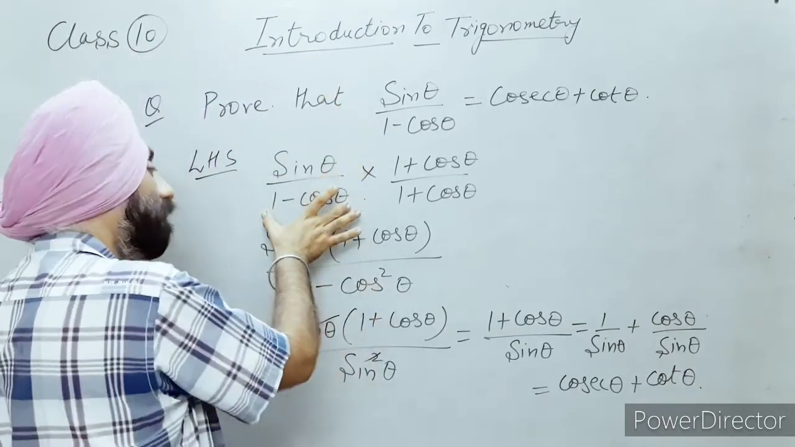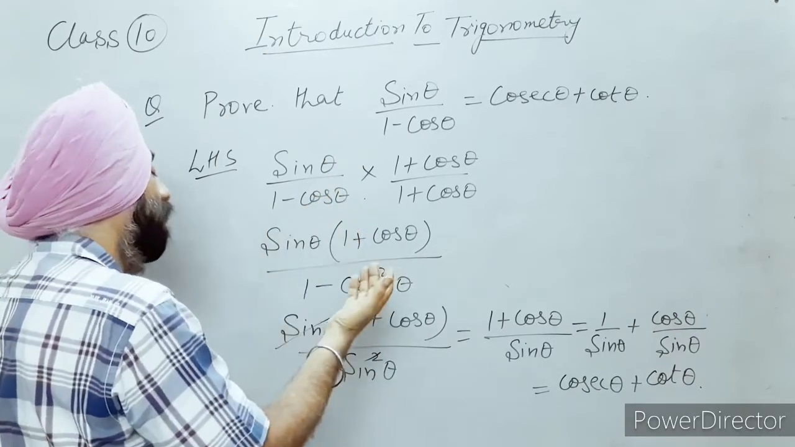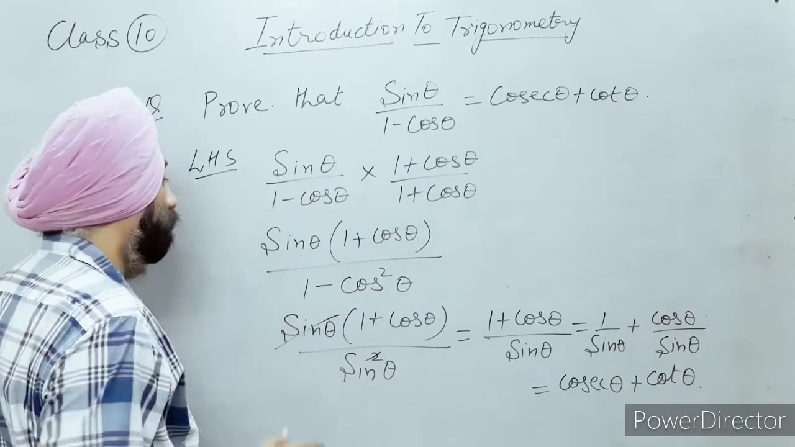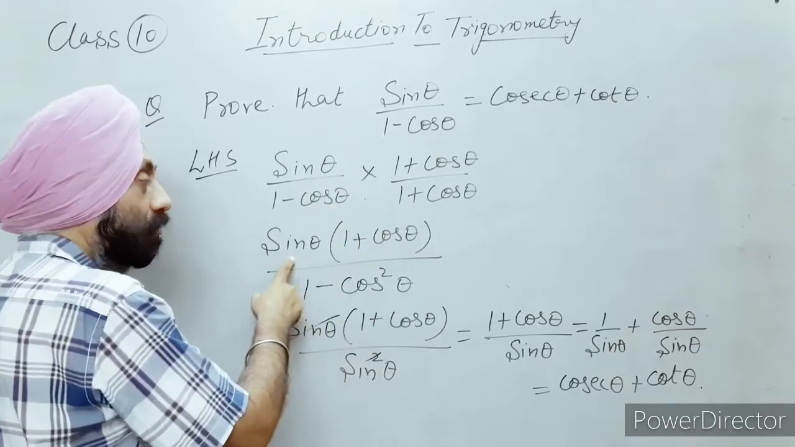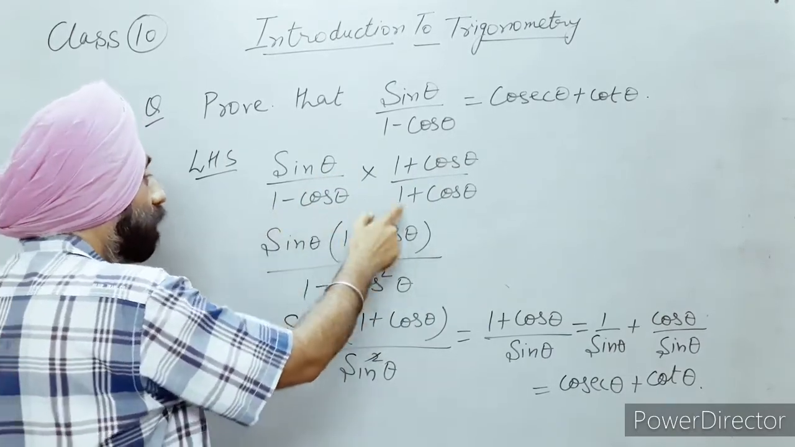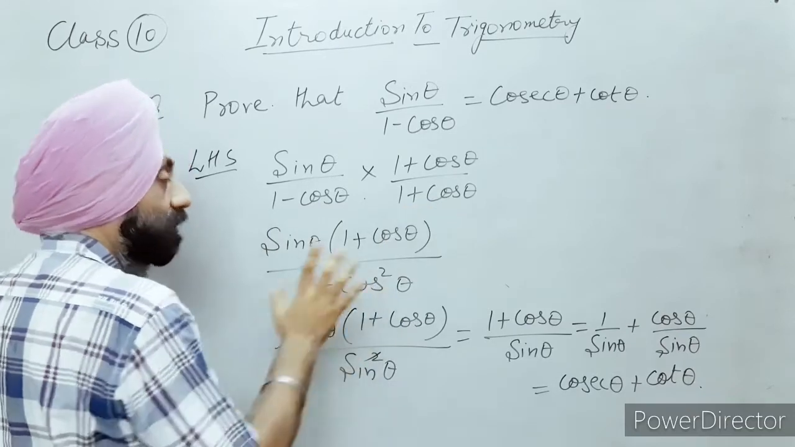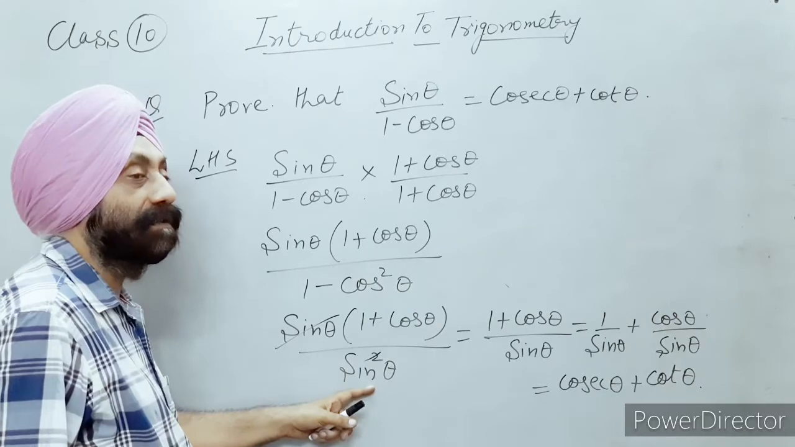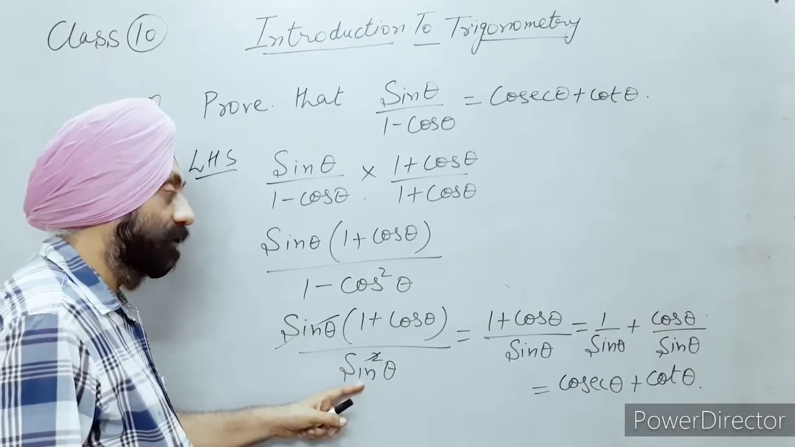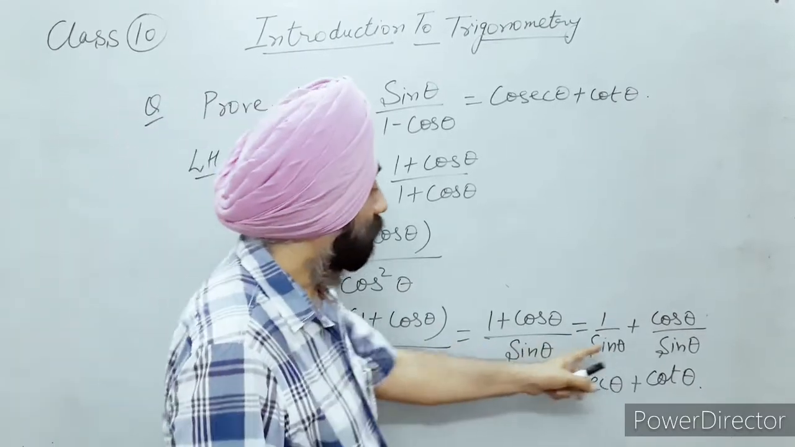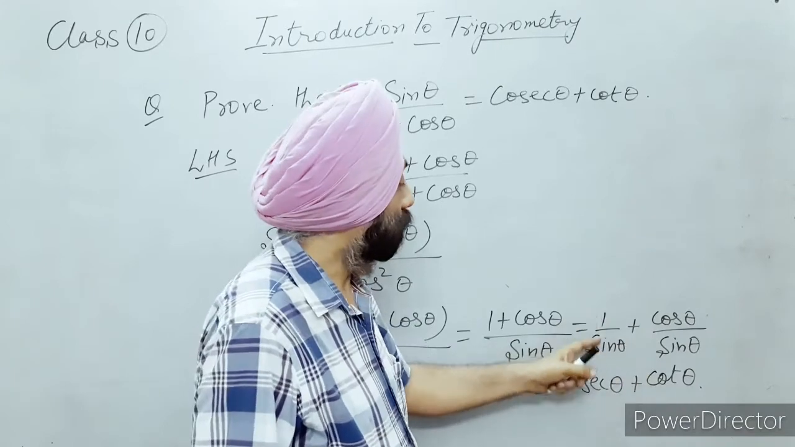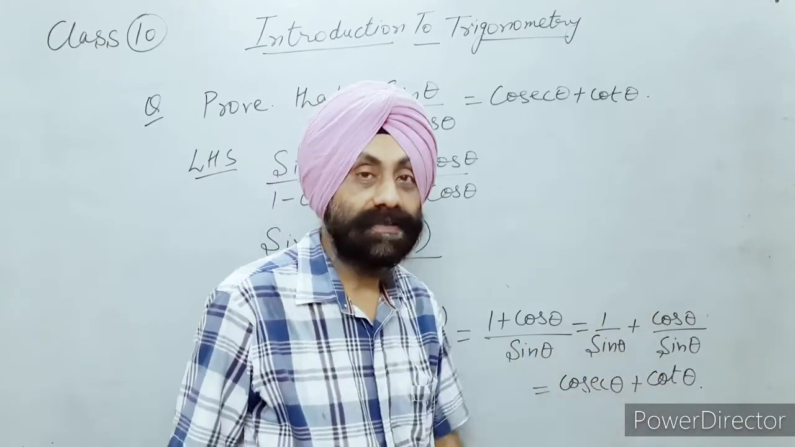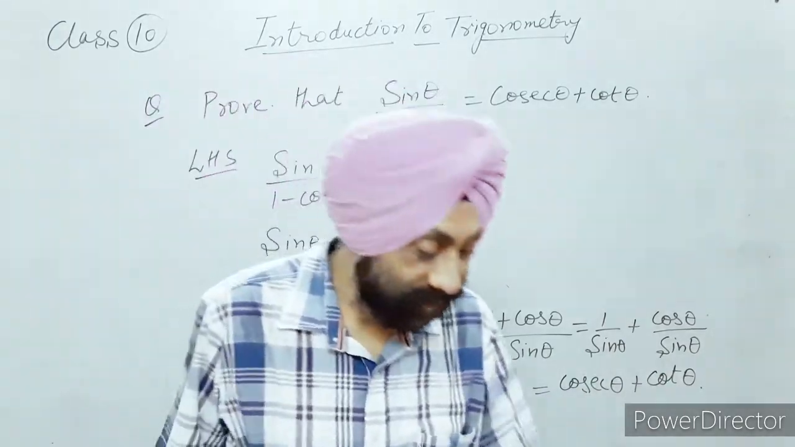Sin theta upon this was given. At the most we can rationalize them. So I rationalize it and get this in the numerator. A minus b into a plus b is a square minus b square. What is 1 minus cos square theta? It's sine square theta. This sine with sine cancels. I get this expression. So 1 upon sine is cosecant theta. What is cos upon sine? It's cot theta. You get the right hand side.